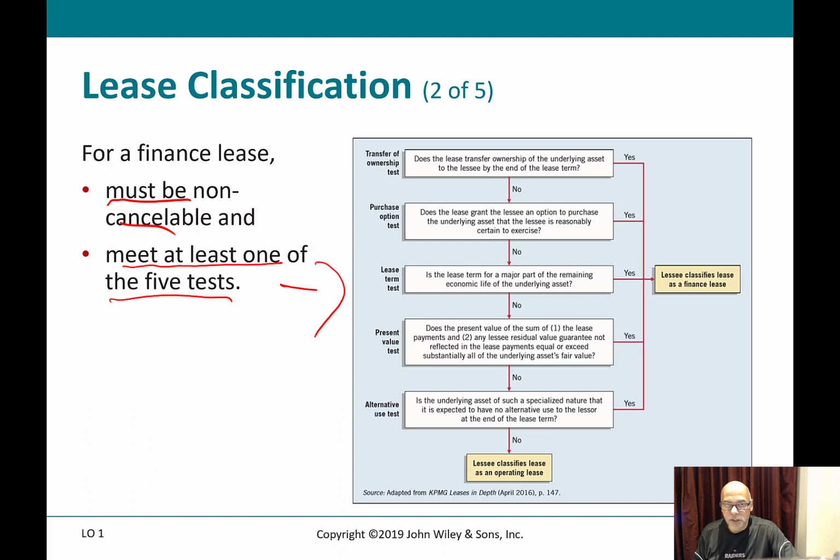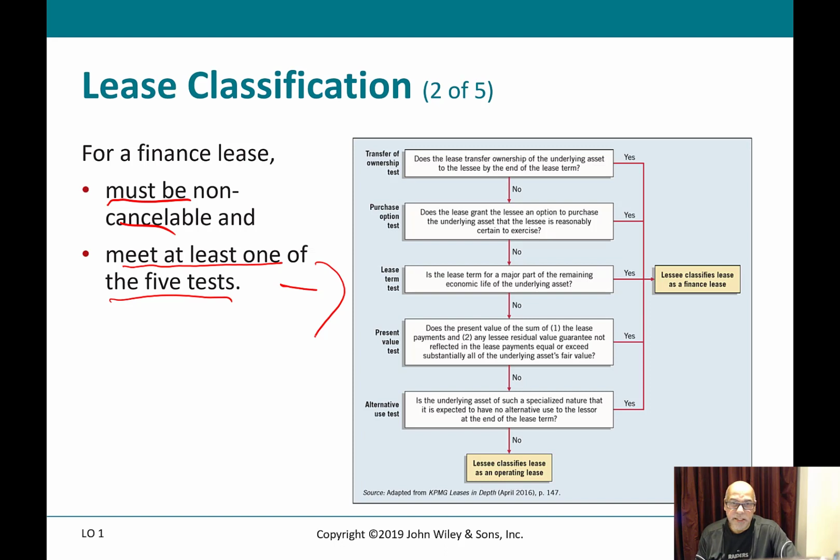So if there is a transfer of ownership, the lessee is going to get the ownership at the end of that. You don't have to ask yourself any more questions. We have a finance lease. We will follow the finance lease accounting. Okay. If we don't meet that criteria, then is there a purchase option?